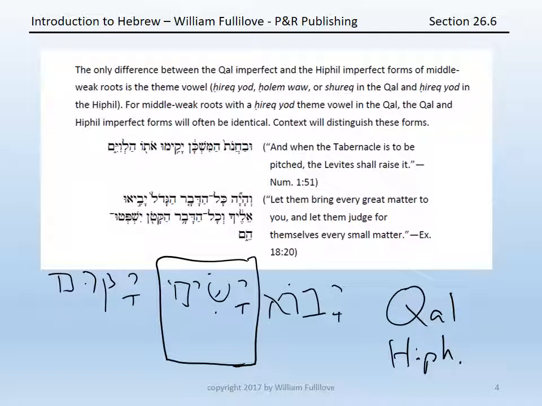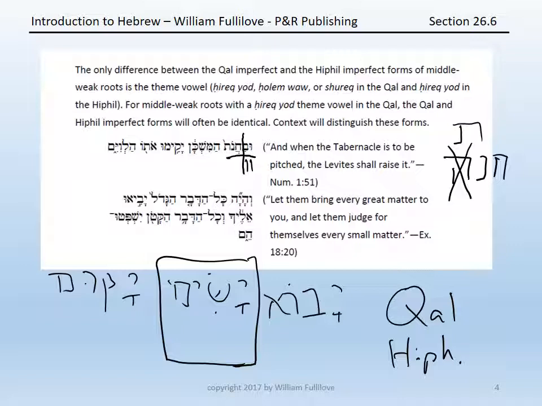First, Numbers 1:51. Uvachanot hamishkan yakimu oto chalivim. So we begin with an infinitive construct, and, when, and then the infinitive construct, chanot, which is the cal infinitive construct of chana, a third hay verb. Remember that in third hay verbs, the infinitive construct loses the hay and replaces it with the tav. So cal infinitive construct of chana, to pitch or to set up a tent.